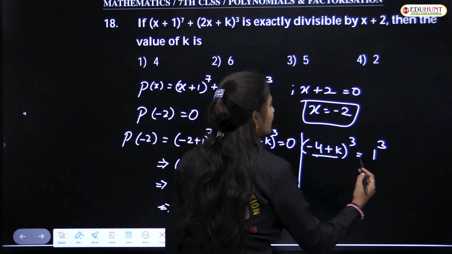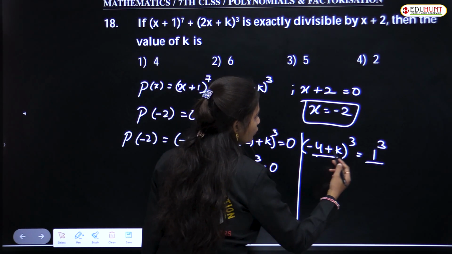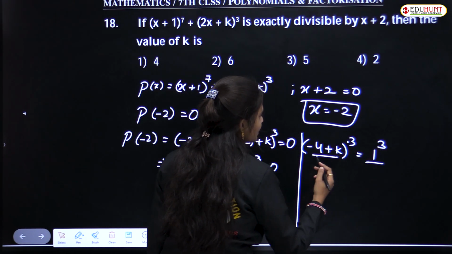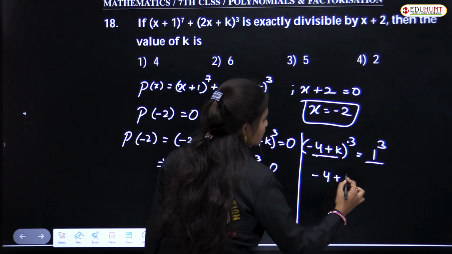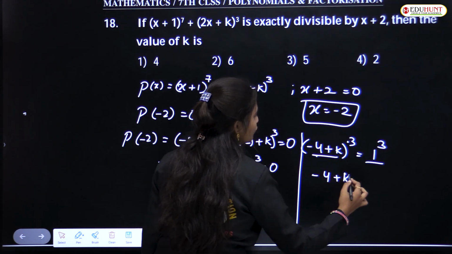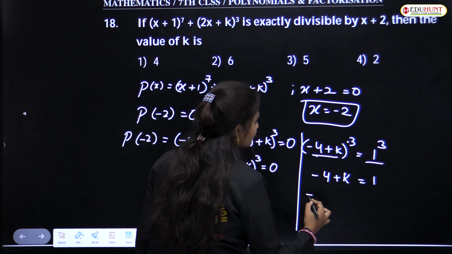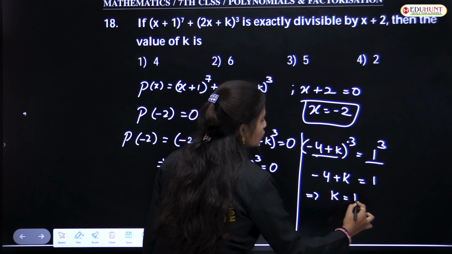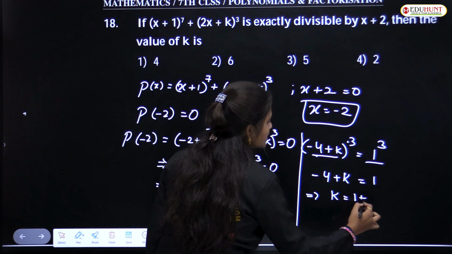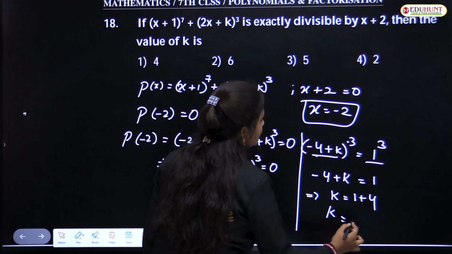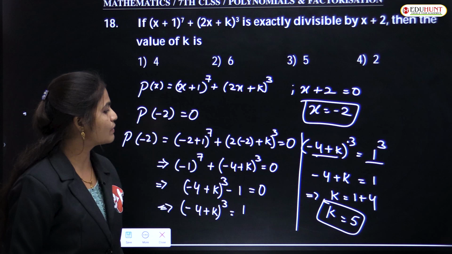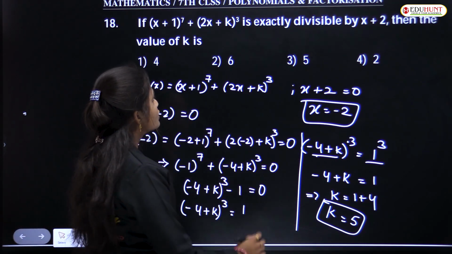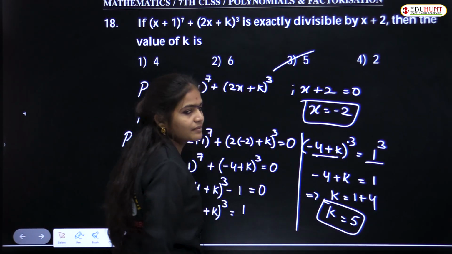So that's why here we can equate these two values, here power 3 and 3 are equal. So that's why equate the bases here. We will learn about this in the exponents concept. So minus 4 plus k is equal to 1. So from this one, k is equal to 1 minus 4 becomes plus 4. So k is equal to 5. Is it clear to you? So k is equal to, the value is 5. So option 3 is correct here.